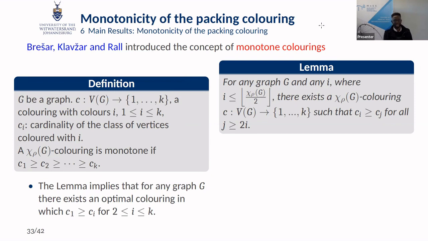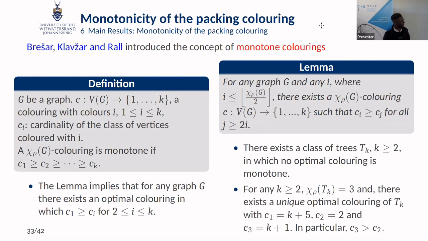They established some results on monotone coloring, to say that for any graph there is a packing coloring where this one was greater than this. They also say that they have found a class of trees where t is greater than two that does not have a monotone coloring. In fact, these trees actually help us in testing our coloring.